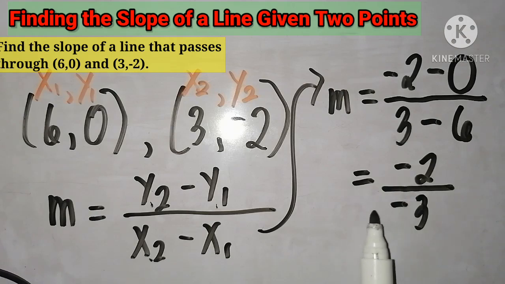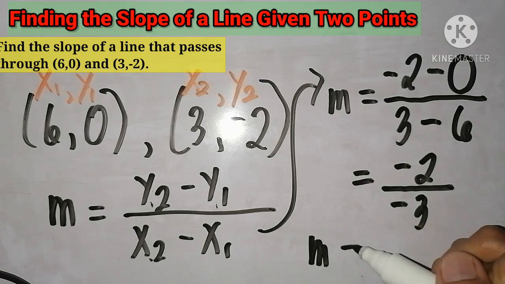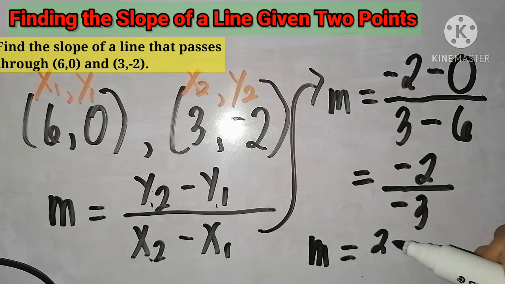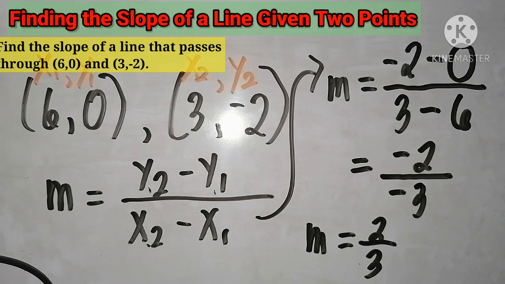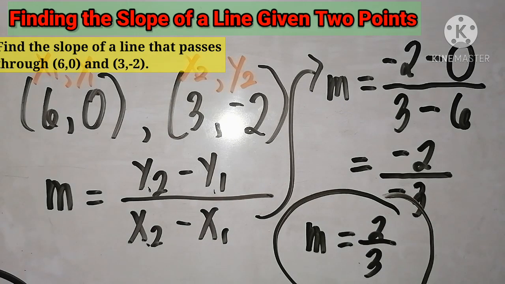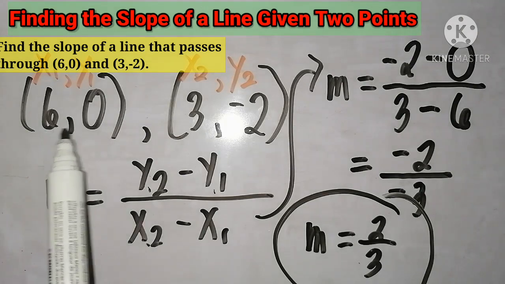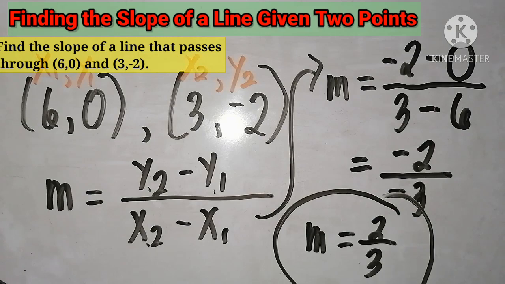Negative 2 divided by negative 3. If we divide two negative numbers, the result is positive, so our final answer is that the slope is equivalent to 2 over 3, or positive 2 over 3. So the rise is equivalent to 2 and the run is equivalent to 3. So therefore, the slope of the line that passes through the points 6, 0 and 3, negative 2 is 2 over 3.